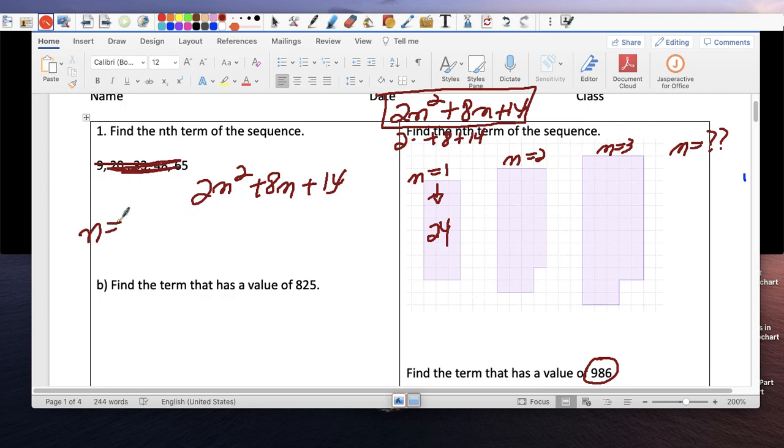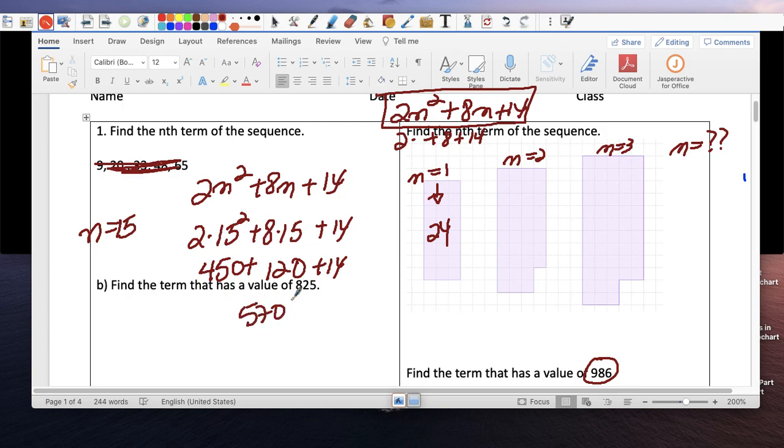So if I try n equals 15, let's see what I get. I get 2 times 15 squared plus 8 times 15 plus 14. 15 squared is 225. 225 times 2 is going to give me 450. 8 times 15 is 120, plus 14. So 450 and 120 is 570, and 570 plus 14 is 584. So 15 is way too small. That's not going to work.